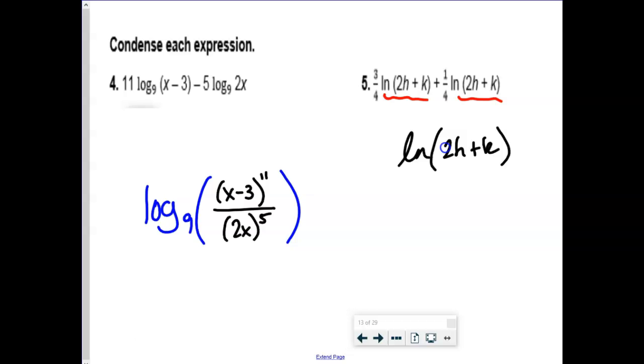First of all, the directions say condense, which means you're supposed to bring it to one logarithm and then stop. Children, you have one logarithm. You should stop. There's no way to do anything with natural log of 2h plus k. A lot of kids think they're supposed to separate it somehow. So number 1, that wouldn't be condensing. And number 2, that's also not how the property works.